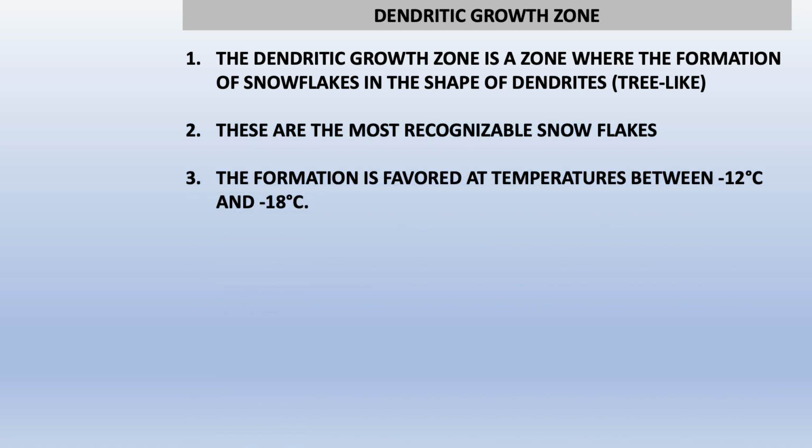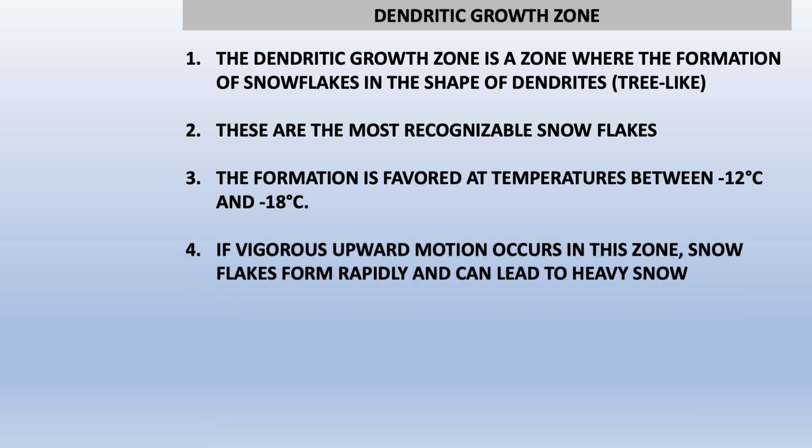Now, the formation of these flakes is favored in a temperature zone between minus 12 and minus 18 degrees C, and that translates to about 10 degrees Fahrenheit to about minus 1 or minus 2 Fahrenheit. Minus 10 Celsius is 14, so minus 12 would be about 10, and minus 18 is right around 0 to minus 1. And if you have vigorous upward motion occurring in the zone, snowflakes will form rapidly and can lead to heavy snow.